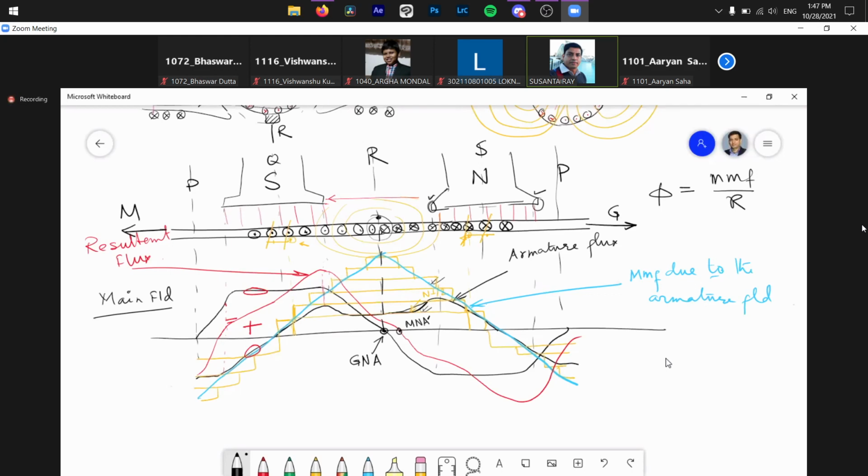Okay. Now, in case of generator, the neutral has been shifted. Sir, what is the name of the right pole tip? Trailing pole tip. Okay, sir. Thank you. And this is the leading.